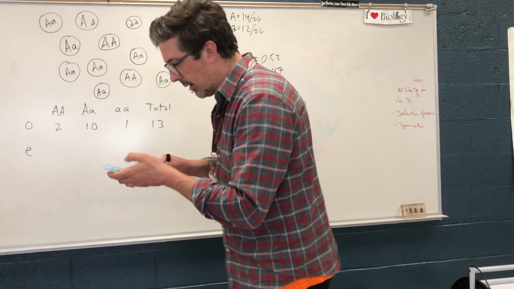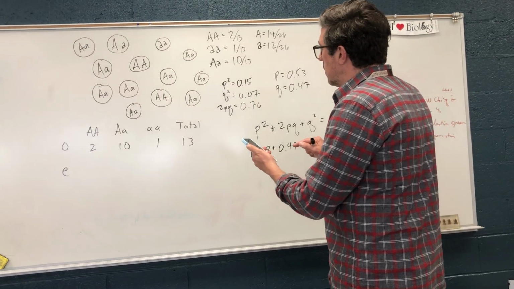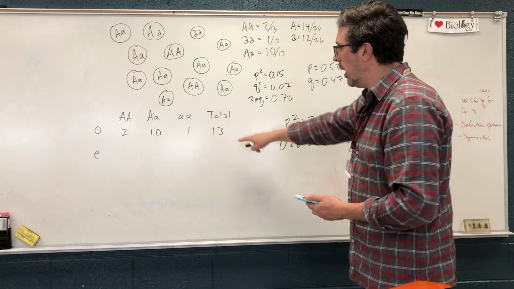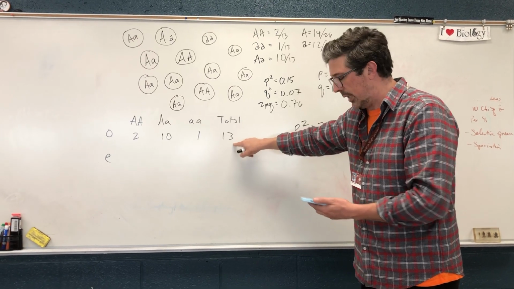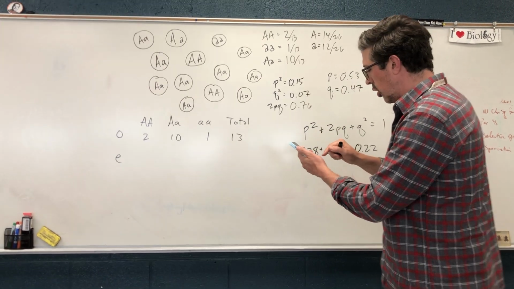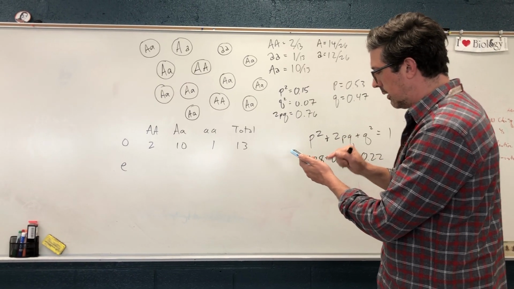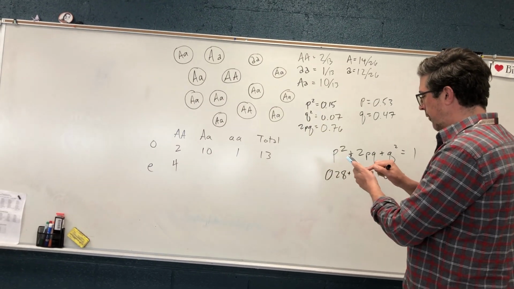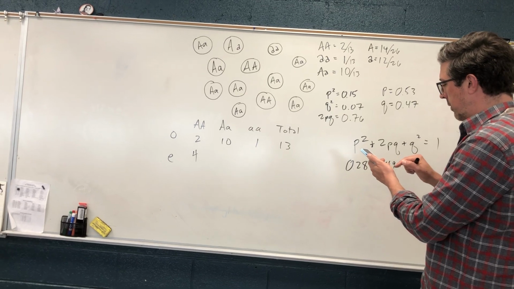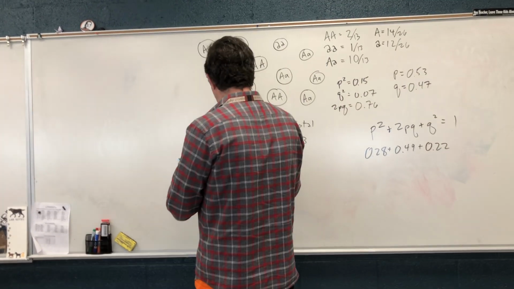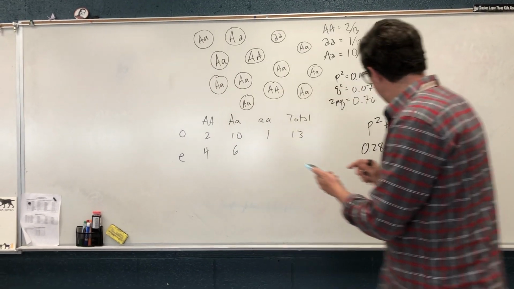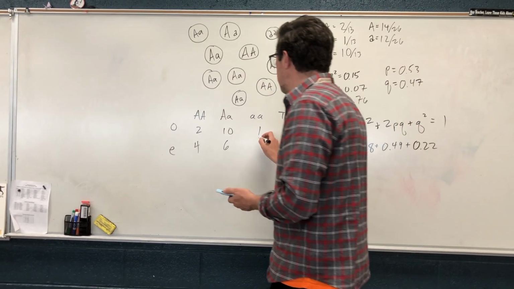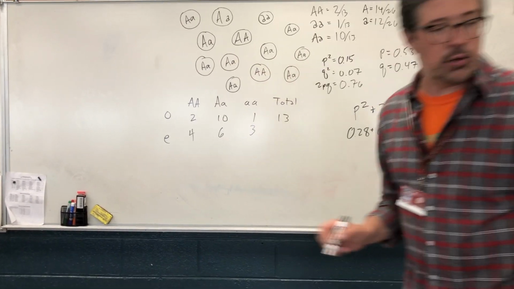Calculator, okay. How do I convert this to count data? Well, I multiply each frequency by my population size to get number of individuals. So 0.28 times 13, I would expect 3.6, I'm going to make that 4. 0.49 times population size, 13, is 6.37, I'm going to make that 6. 0.22 times 13 is 2.8, I'm going to make that 3. These are my expected frequencies.